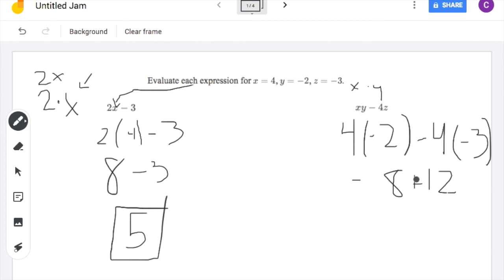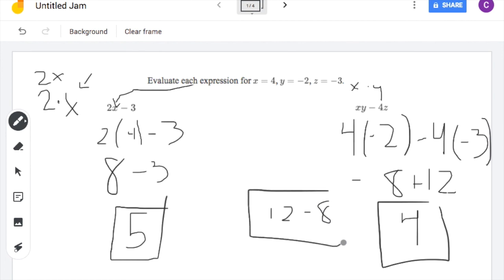The reason why this was -8 is because a negative times a positive is always a negative, and 4 times 2 is 8. So -8 plus 12, well, if you have -$8, you owe somebody $8, but you make $12, you're going to have $4 left after you pay them back. So you have 4. So -8 plus 12 is 4. If you wanted to, when you have an expression like this, you could flip it around and you could do 12 minus 8. And that's how you solve it. It would be 4.